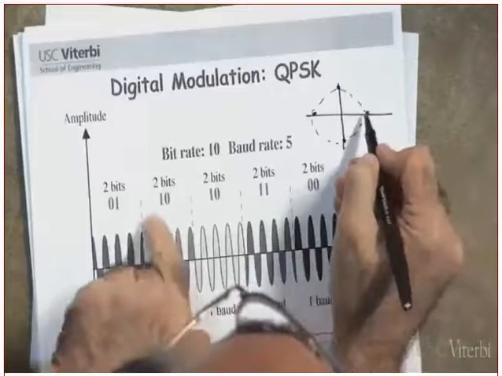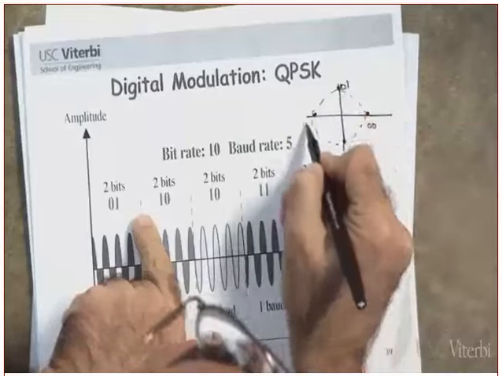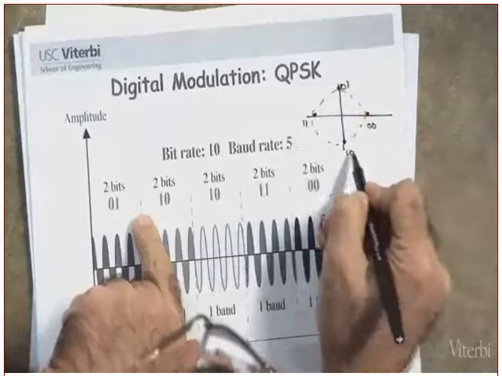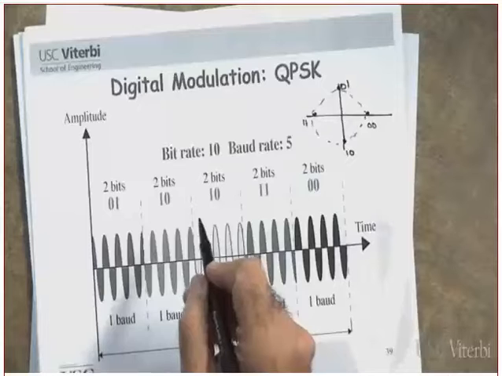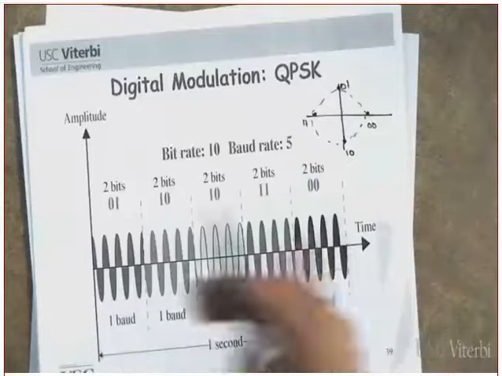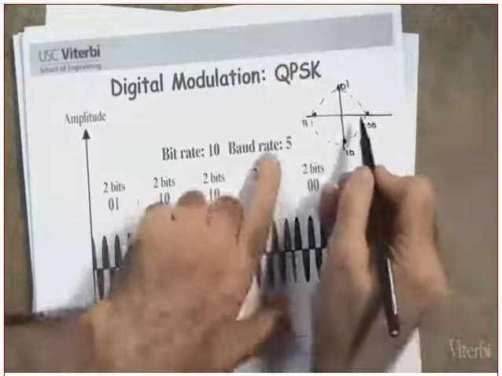If this symbol, let's assume this one represents 0,0. This one is 0,1. This one is 1,1. This one is 1,0. This representation, by the way, later on we'll call Gray coding, where one bit will be changing when you go from one symbol to an adjacent symbol. Don't worry about this right now. Just answer me the following question.